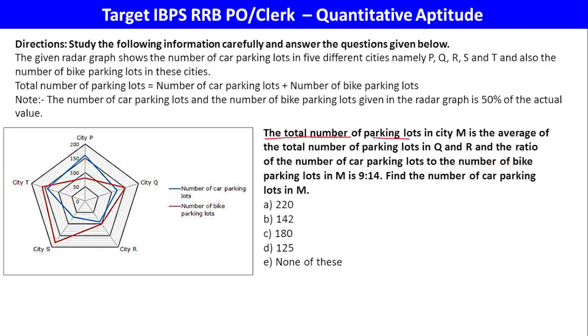Next question. Total number of parking lots in city M is the average of total parkings in Q and R. Q and R lo total find out cheddam first of all. This is 150, which means 300.